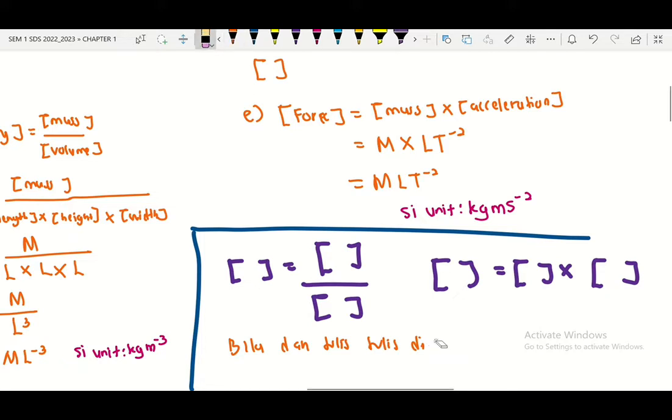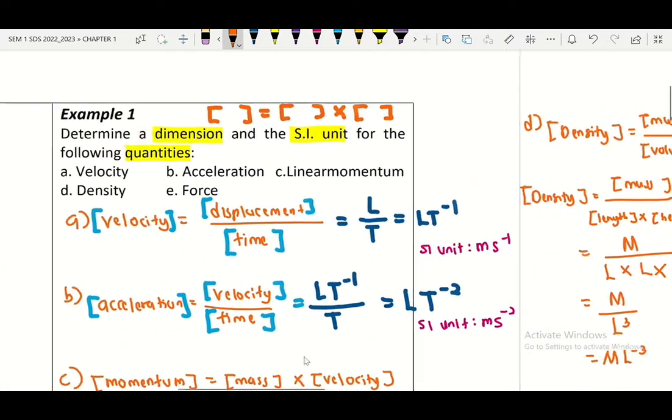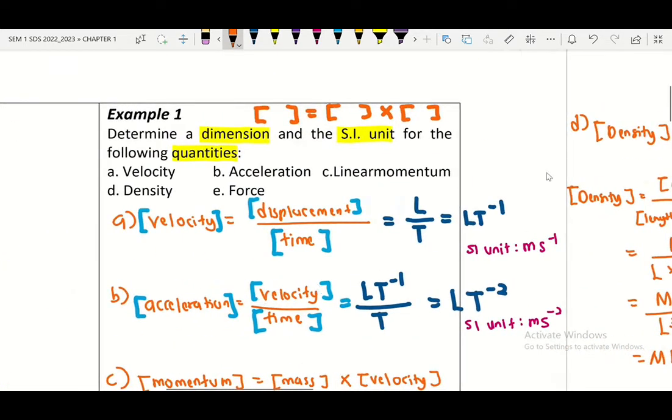Okay, this is very important. So, when you write the dimension, meaning you write the dimension of the basic quantity, for example L, M, or T, there is no need for brackets. But for the formula, brackets are a must. The quantity that you want to find the dimension of must be in brackets. So, okay, that's all for example 1. Thank you so much.